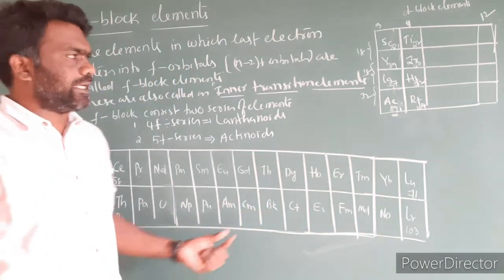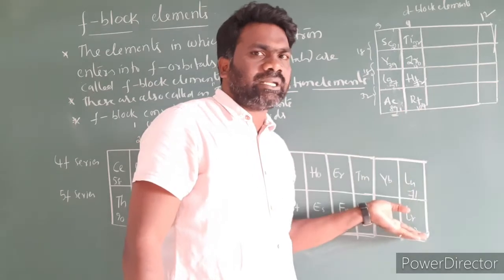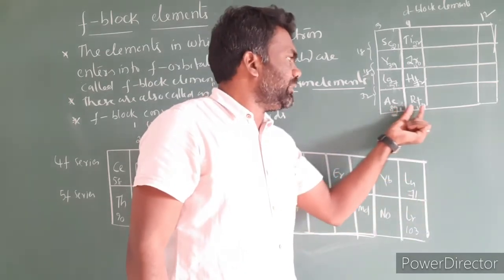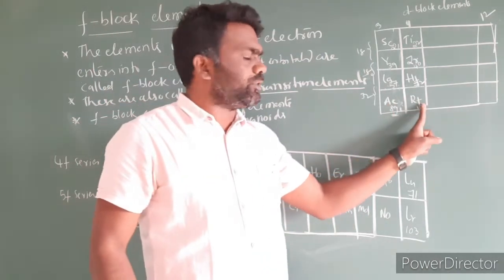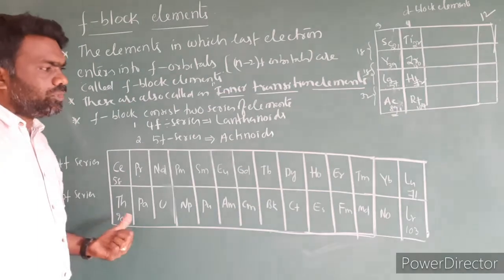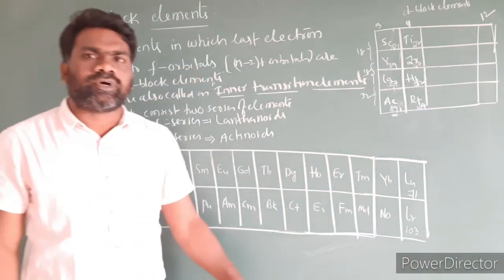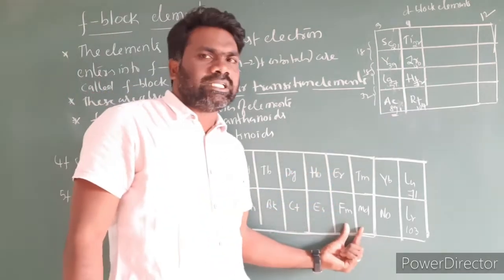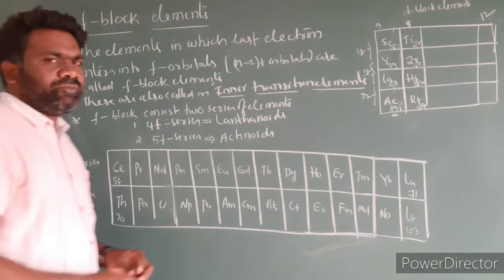These 14 elements actually should be placed between actinium and rutherfordium, but we are taking them separately because in actinium and rutherfordium the last electron enters into the D orbital. But in thorium to lawrencium, the last electron enters into the F orbital. So we brought these elements out separately and made one the 4F series and another the 5F series.